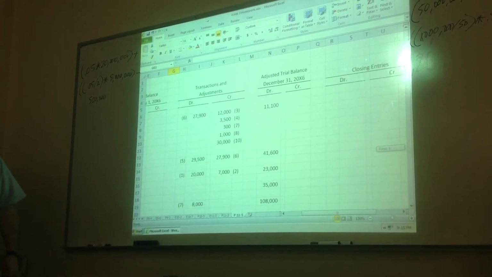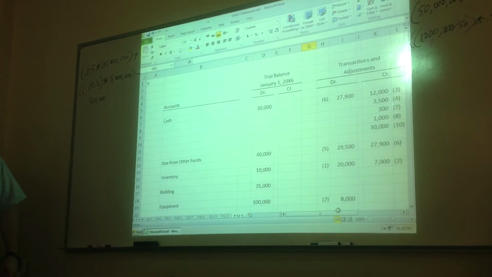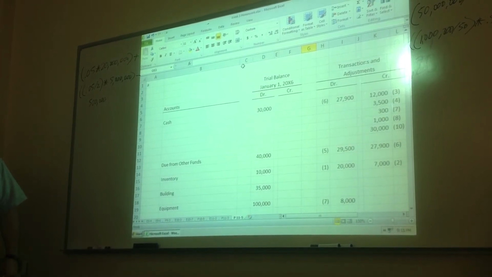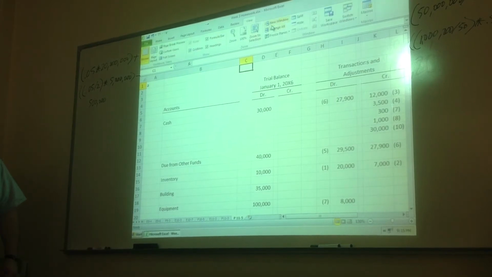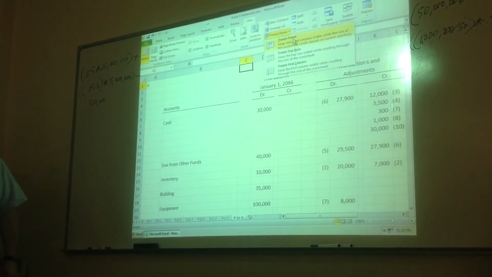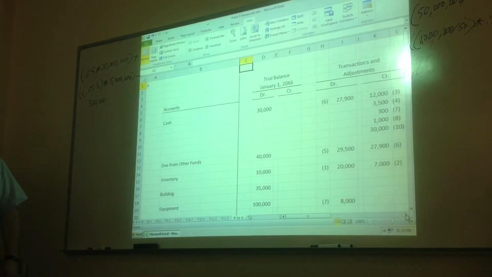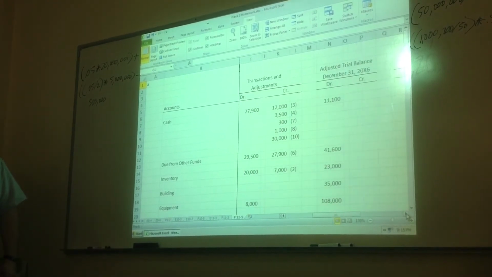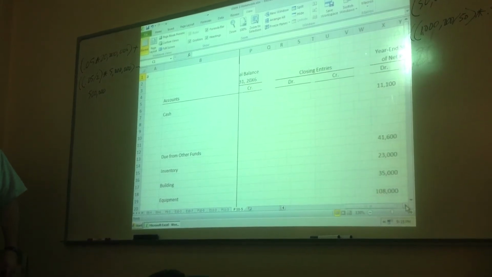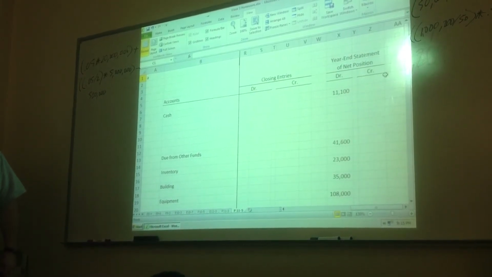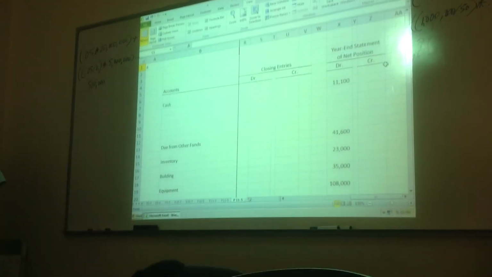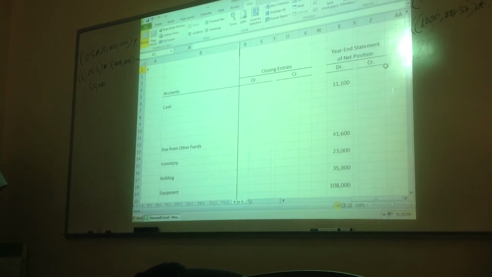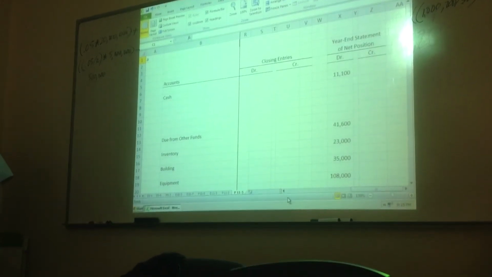Can we just go through this one? Yeah, we can. Okay. So you have your trial balance. I'm going to freeze this again. So you have trial balance, transactions and adjustments, going from left to right, adjusted trial balance, closing entries, and then the year-end statement of net position. Right? Same general setup. Okay?